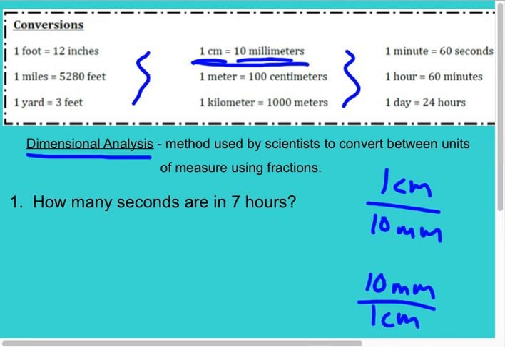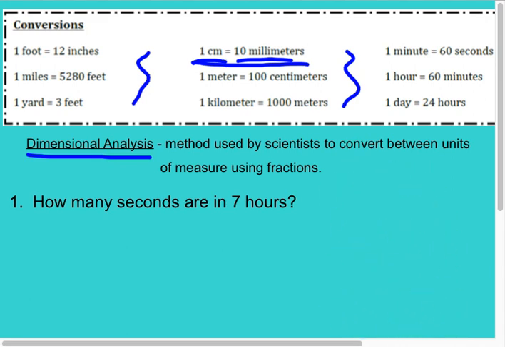They're basically the same fraction, except centimeters are in the numerator in the first one and the denominator in the second one. And you're going to see why you need to be able to switch them around. But those are equivalent fractions. 1 centimeter equals 10 millimeters. So our first conversion here.